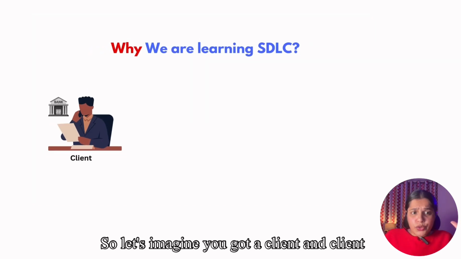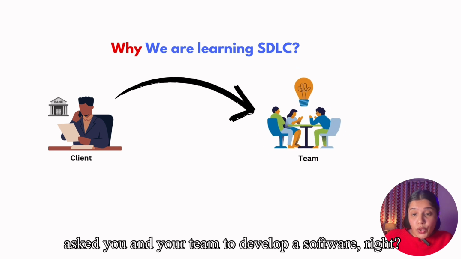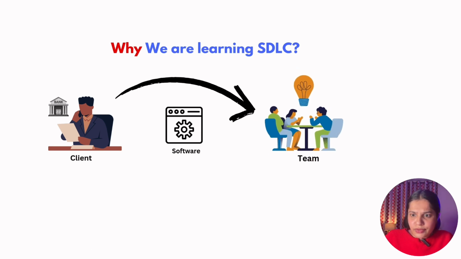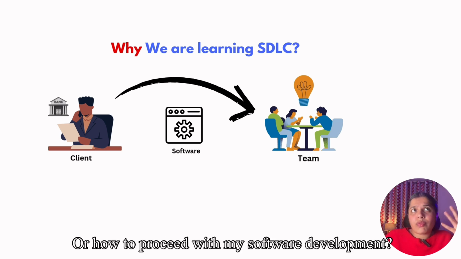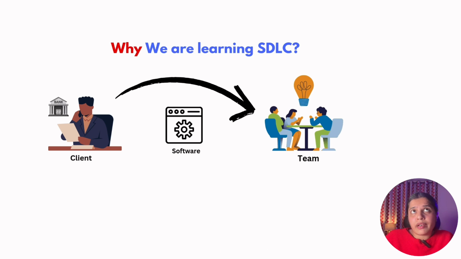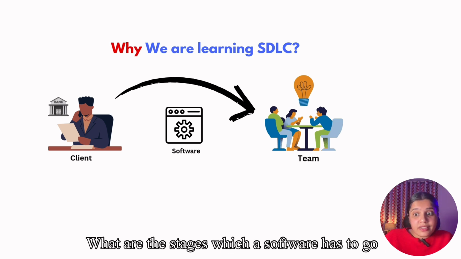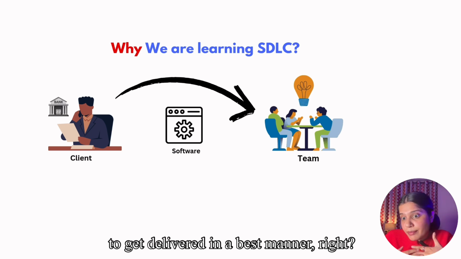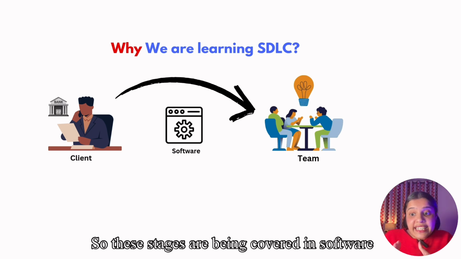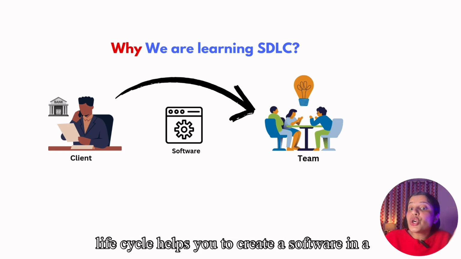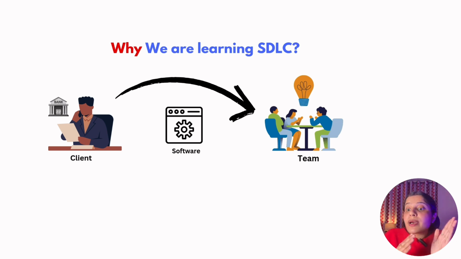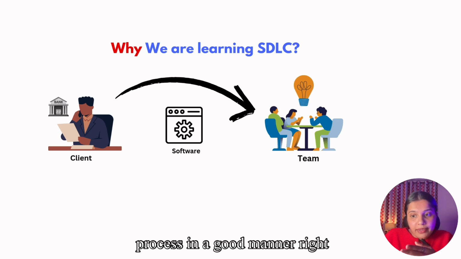Let's imagine you got a client and the client asked you and your team to develop a software, right? So now your question will be: what is the process of developing a software? What all stages do I need to cover? Or how do I proceed with my software development? What are the stages which a software has to go through to get delivered in the best manner? These stages are covered in the software development lifecycle. Software development lifecycle helps you to create a software in a process, in a good manner, right?